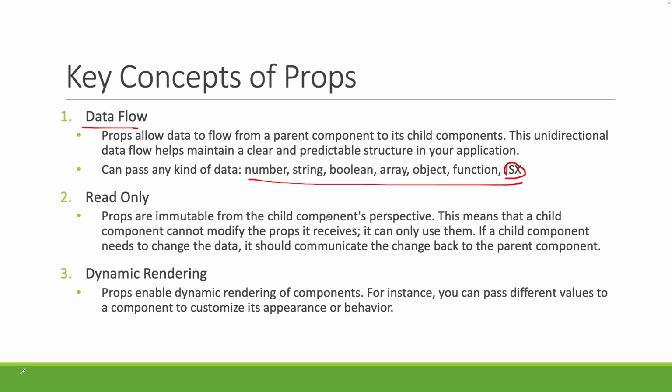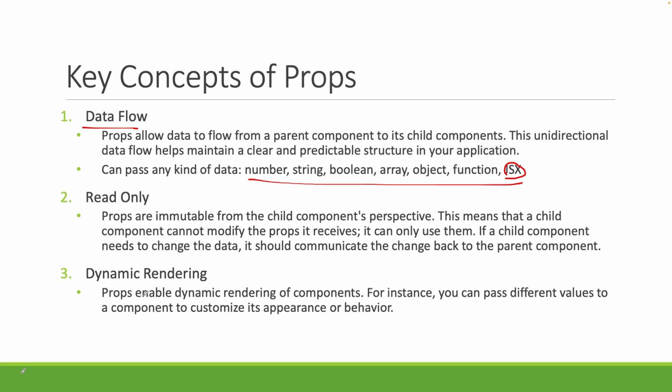Props are immutable from the child component's perspective. This means a child component cannot modify the props it received, it can only use them. If a child component needs to change the data, which is owned by the parent, it should communicate back to the parent, which is the next communication way we're going to talk about, child to parent.